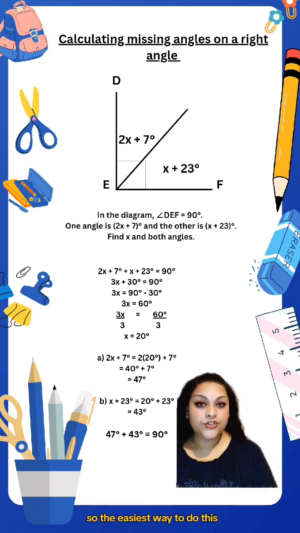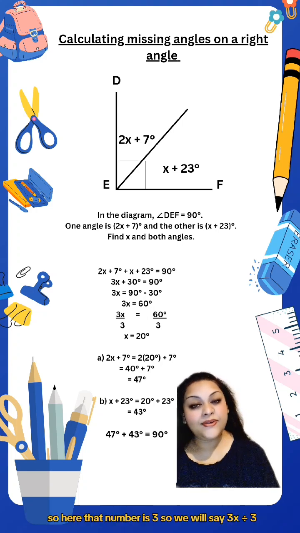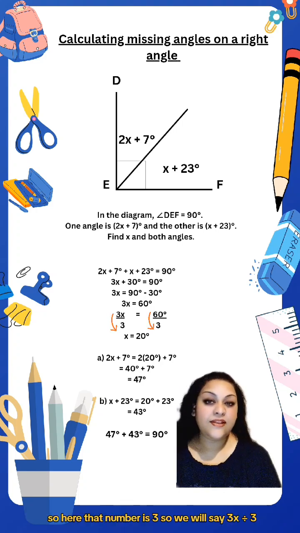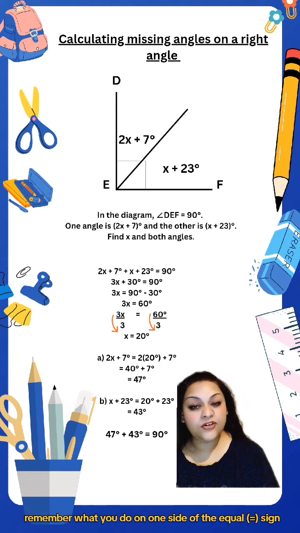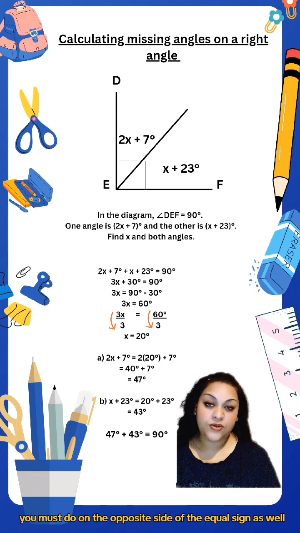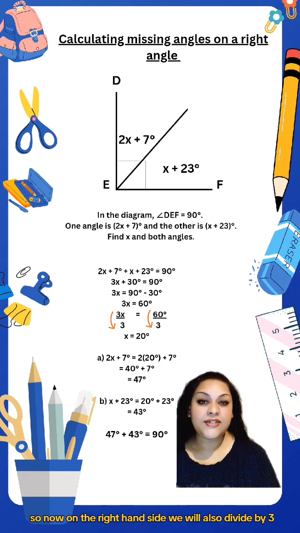So the easiest way to do this: whichever number is in front of the x, we are going to divide by that. So here that number is 3. So we will say 3x divided by 3. Remember, what you do on one side of the equal sign, you must do on the opposite side of the equal sign as well. So now on the right hand side, we will also divide by 3.